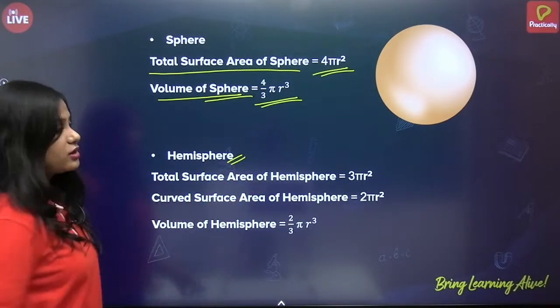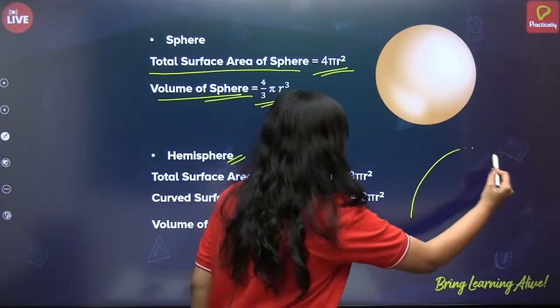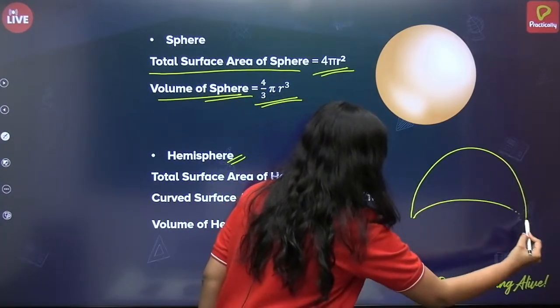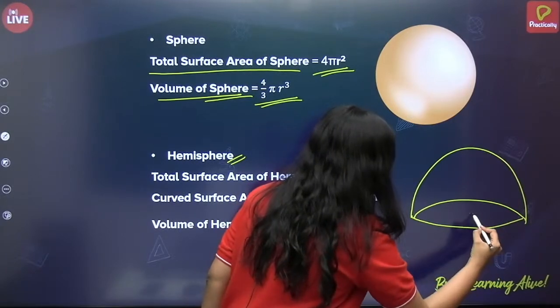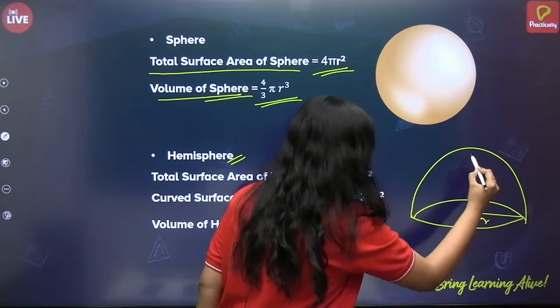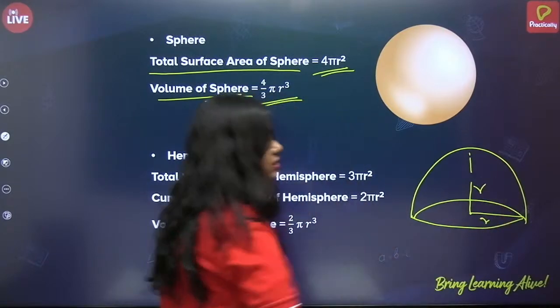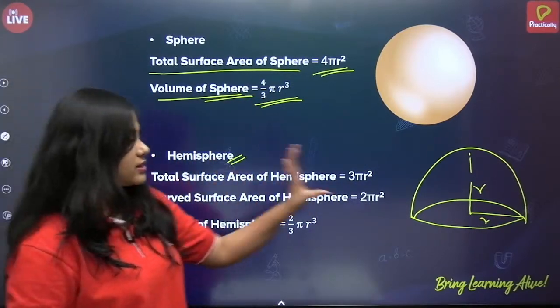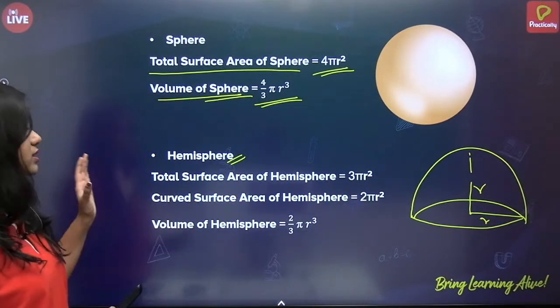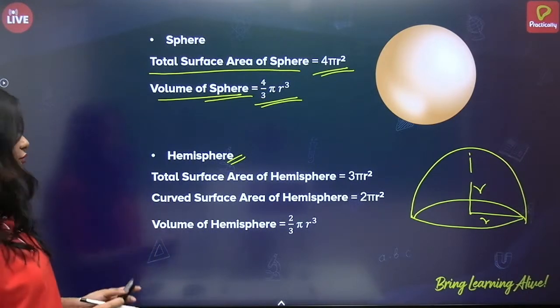Next, hemisphere. Okay, there is no figure for it. Let me first draw it. So this is a hemisphere, correct? And this is the radius. This is also the radius, right? So here is the hemisphere, and then we will see what is TSA, CSA and volume of hemisphere.